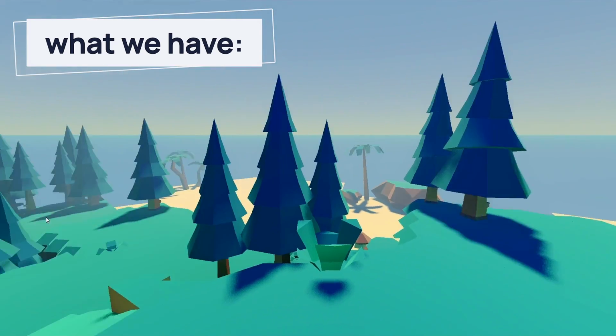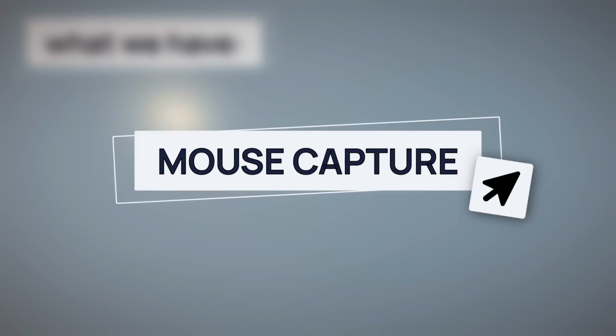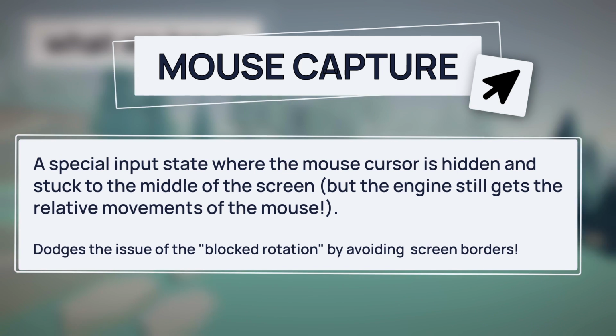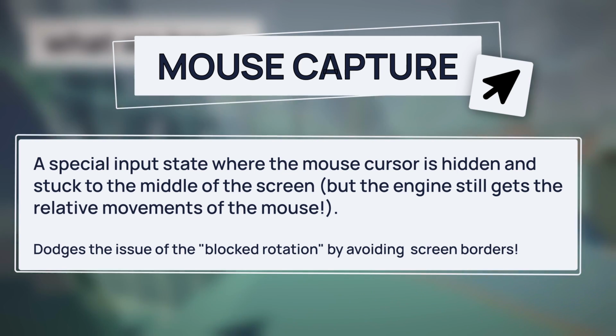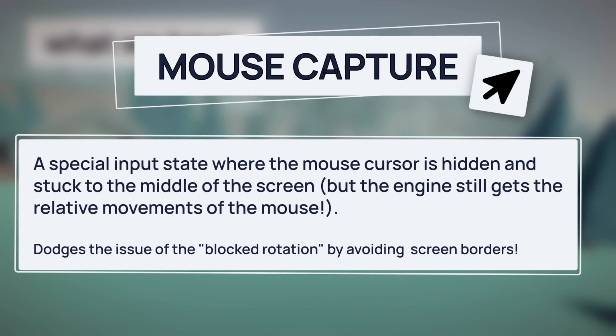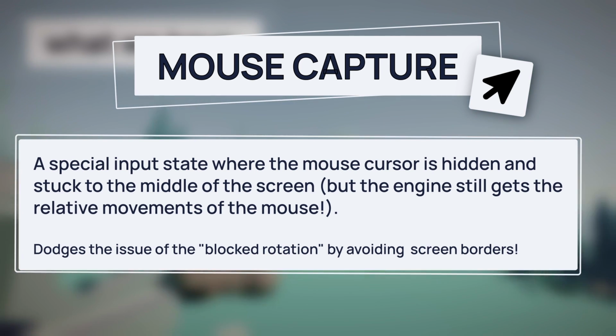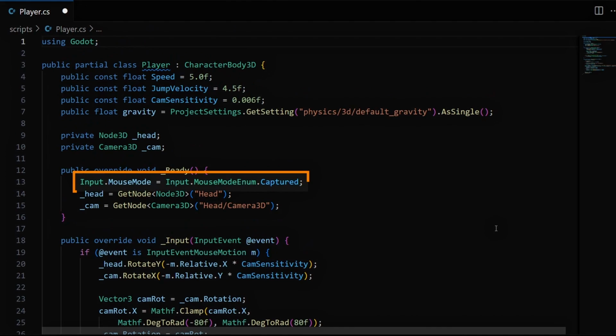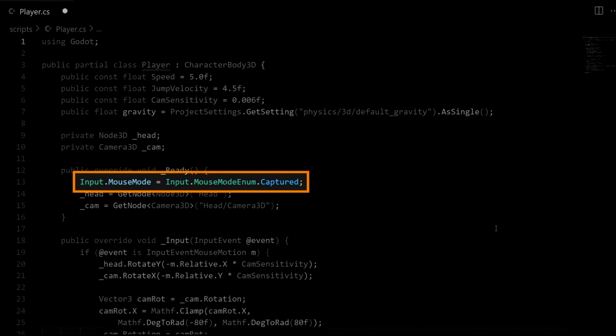To fix this, the solution is to capture our mouse, meaning that we're going to hide the cursor and Godot will auto-stick it to the center of the screen. However, it will still be able to get the real mouse movements and thus rotate the head and the camera properly. This can be done by using the global input object and changing its mouse mode parameter to captured.